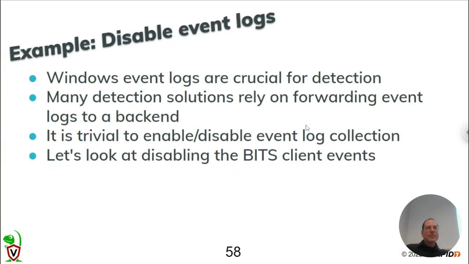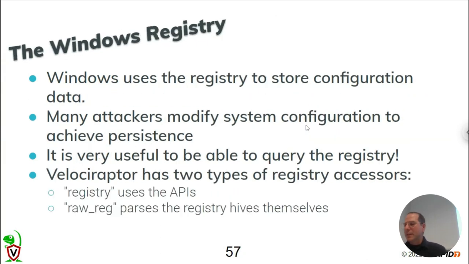Querying the registry. So we have a quick exercise here about the registry. We've seen how we can search for files, and that's great, but it's also useful to search for registry keys, right? We have two types of registry accessors, ways of accessing the data. The registry accessor just uses the normal APIs to access the registry. And then we also have a raw registry parser that looks at the Hive files and pulls out the raw data. They're useful in different contexts.